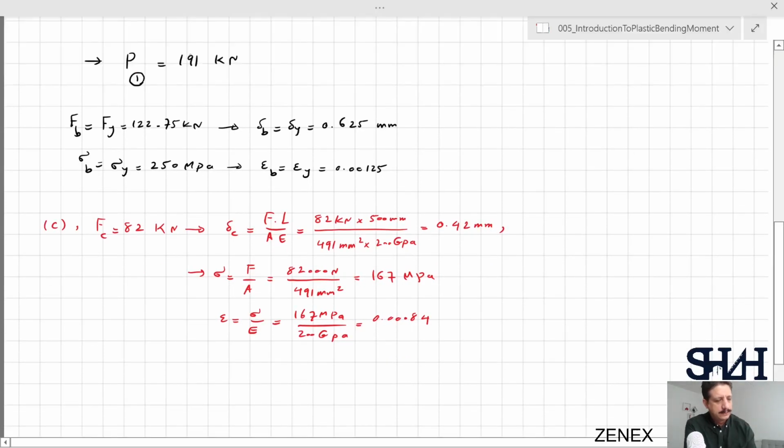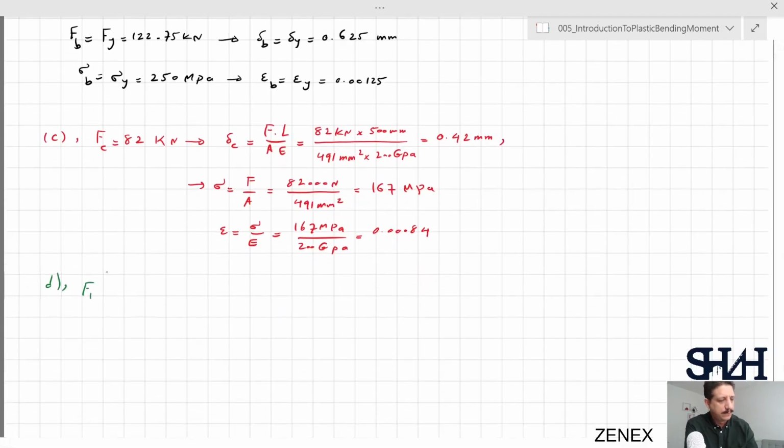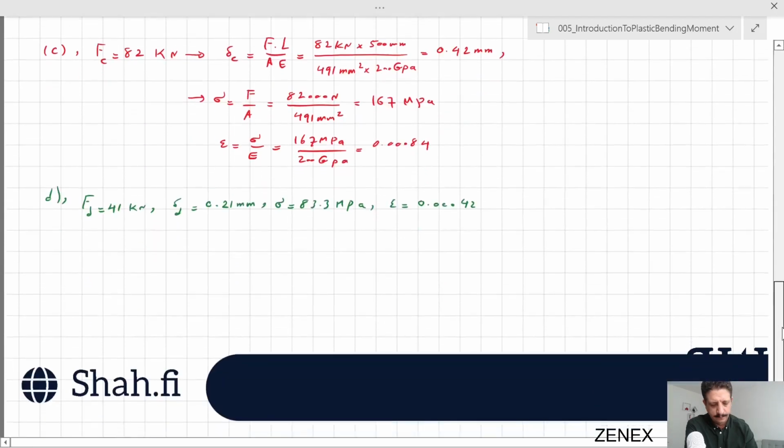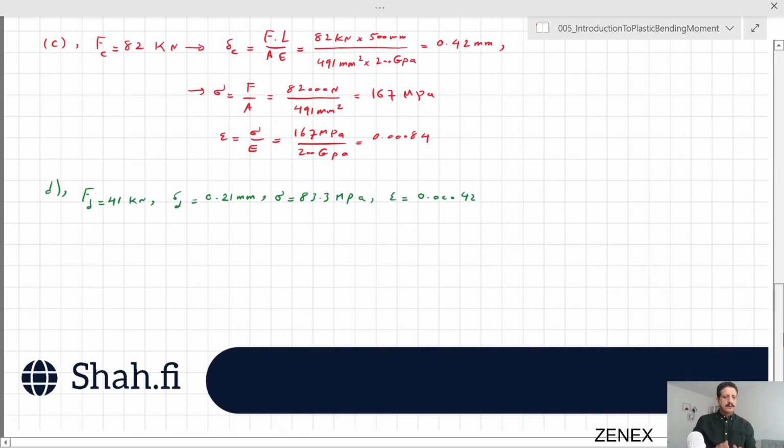Also, we can apply the same procedure for element D and similarly for D prime. Fd is 41 kilonewton. So delta at D will be 0.21 millimeter and sigma will be 83.3 megapascal and epsilon will be 0.00042. That's the first step. So the element is rotated until P is 191 kilonewton, and at this point, the two elements with the furthest distance from the center would yield, and the others are still in the elastic phase.